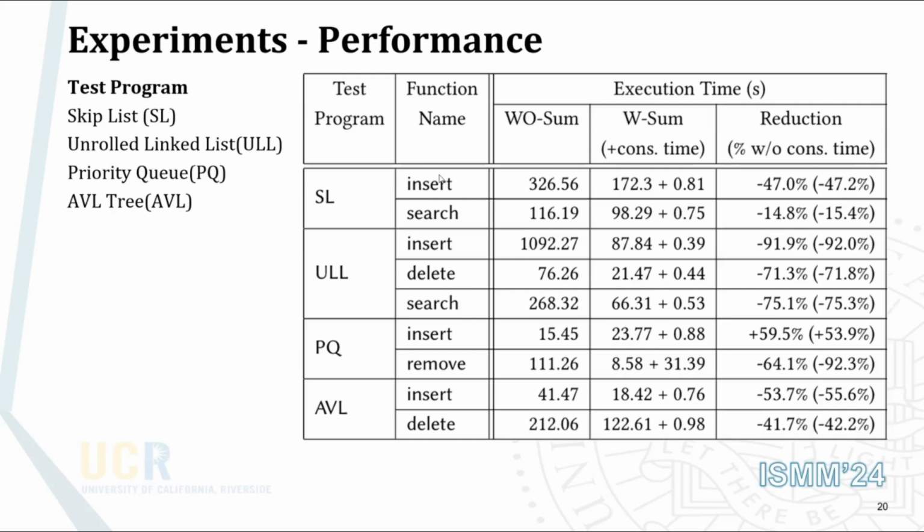If we see the first line as an example, it says for skip list, running the insert function without summarization takes 320 and 26.56 seconds. But with summarization it costs 172.3 plus an additional 0.1 seconds for summary construction time. So it becomes much faster. The reduction in time has been 47% of the total time. In the parentheses, we list how much time would be reduced if we didn't consider the construction time, which is 47.2%.